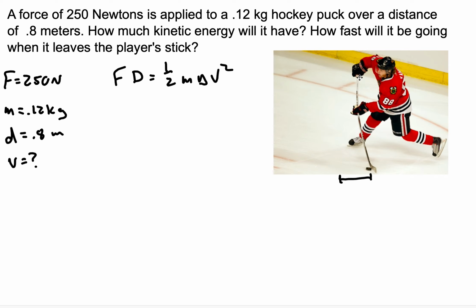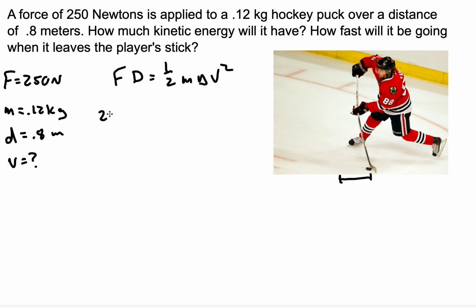Now, Patrick Kane, he can really get this puck moving. And I'll show you one of the reasons why. You see the bend in his stick? See how crazy that bend is? What that means is that he can keep his stick on the puck for a longer time. This kind of relates back to, remember first quarter when we talked about follow through? And I told you the longer you apply the force to the object, the faster it'll be going when it leaves, right? This relates back to that.